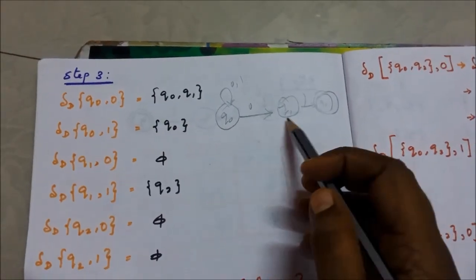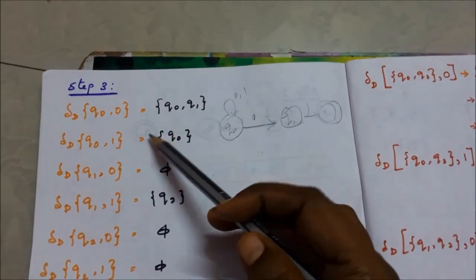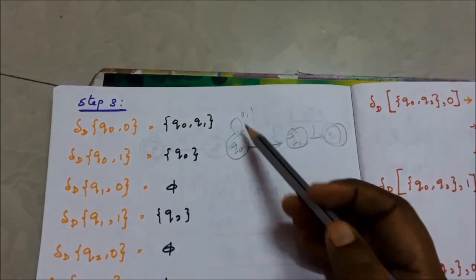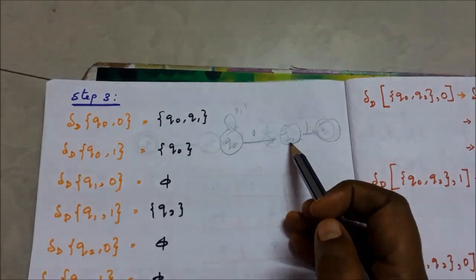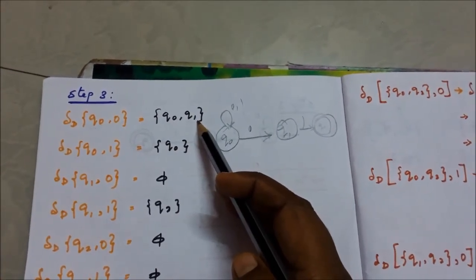So the diagram is given here. By seeing this diagram, we can find the transition for each one. So Q0 comma 0. If we give the input 0, we'll get Q0 and Q1. So Q0 comma Q1 is given here as a transition function.